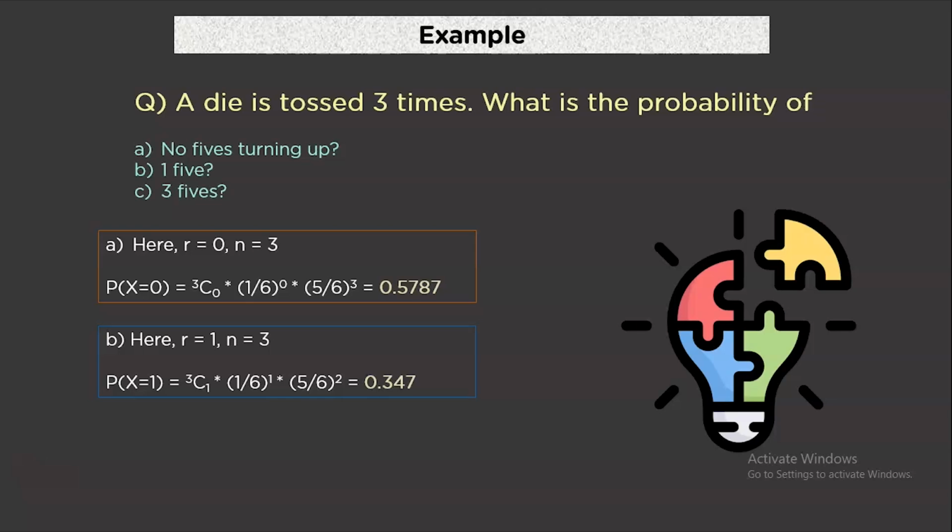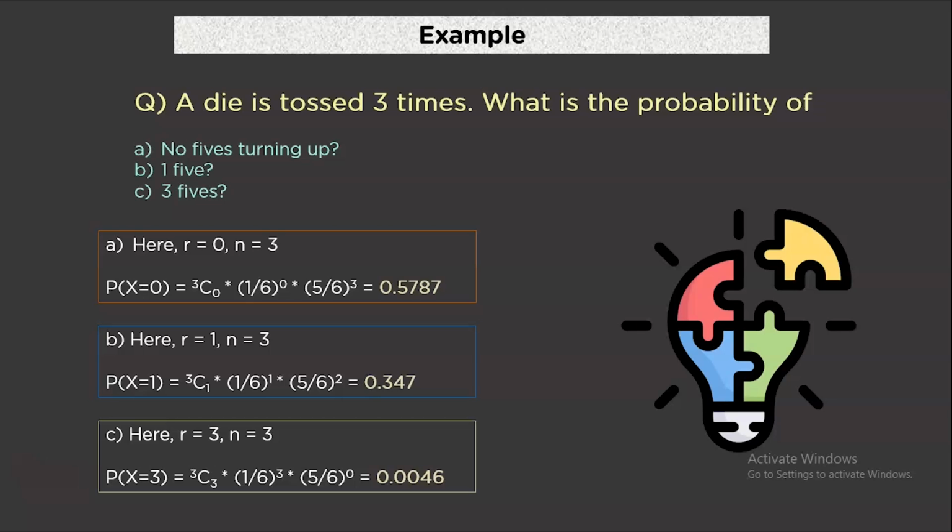In a similar manner, to calculate the probability of one 5 turning up, we'll replace r with 1 and n will be 3. So P(X=1) is equal to 3C1 into 1 by 6 to the power 1 into 5 by 6 to the power 2, which will come out to be 0.347. And for three 5s turning up, we'll substitute r equal to 3 and the formula will remain the same and we'll get the value to be 0.0046.